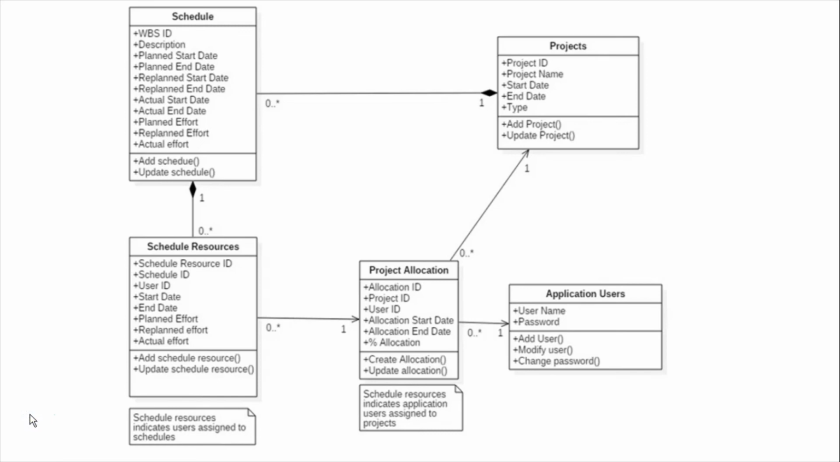The final class diagram for the schedule management module of GRC Perfect would look something like this. We have projects, schedule resources. As you can see, multiple resources can be assigned to a single schedule. We have project allocation, application users. As you can see, a single application user can be allocated to multiple projects, and so on.